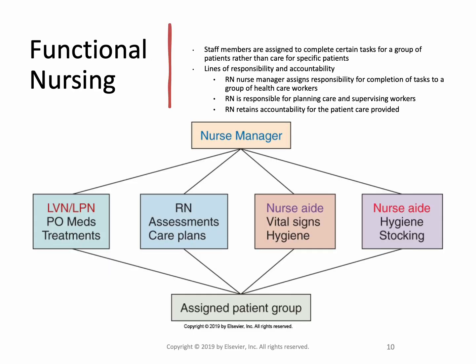In functional nursing, what's involved is that specific tasks are assigned to various staff members based on their roles. For example, there may be an IV team, a medication nurse, and a team for patient mobility. So this is very ideal. The RN nurse manager allocates tasks to a group of healthcare workers. Also, she plans the care, supervises the workers, and retains overall accountability for the patient care provided.